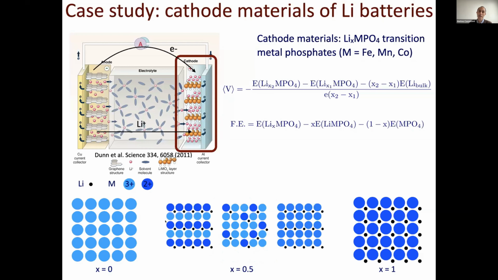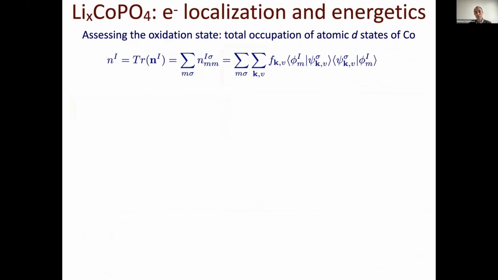So anything that can form either ordered arrangements of lithium or disordered ones should have higher energy than the linear combination of the other two. Now let's verify whether this is the case that we obtain or not.